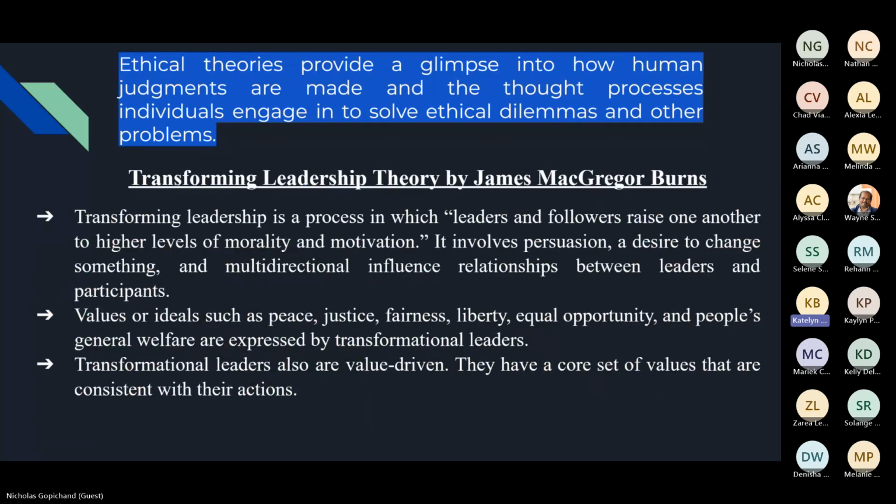ethical theories provide a glimpse into how human judgments are made and the thought processes individuals engage in to solve ethical dilemmas and other problems. One of these theories is the Transforming Leadership Theory by James MacGregor Burns. Transforming leadership is a process in which leaders and followers raise one another to higher levels of morality and motivation. It involves persuasion, a desire to change something, and multidirectional influence relationships between leaders and participants.